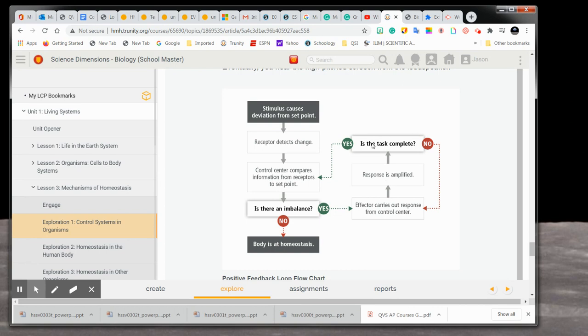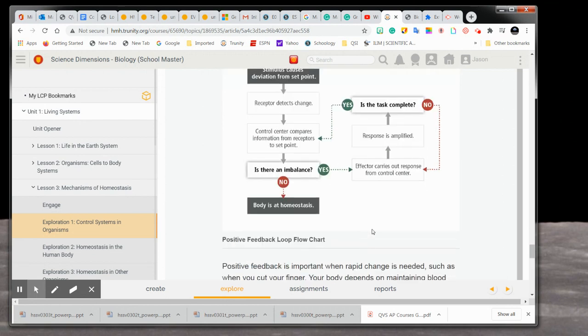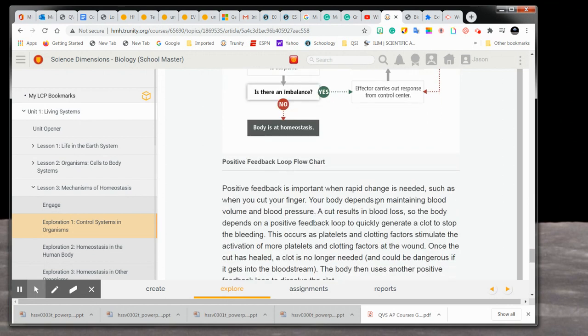Is this task complete? Ask the question again. If the answer is no, we go back and carry out the response from the control center, which amplifies. Is the task complete again? If it is yes, then it compares to the set point. Is it in balance? The answer is no. Then the body is in a state of homeostasis. So the body uses both positive and negative feedback loops.